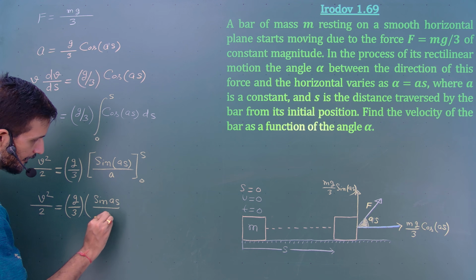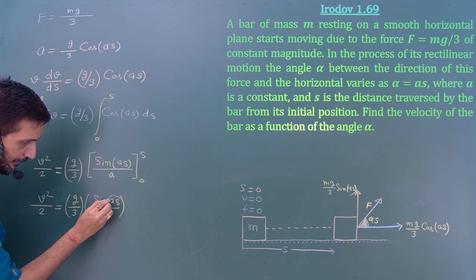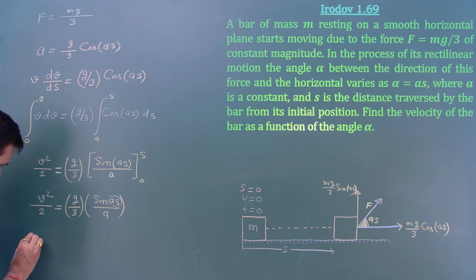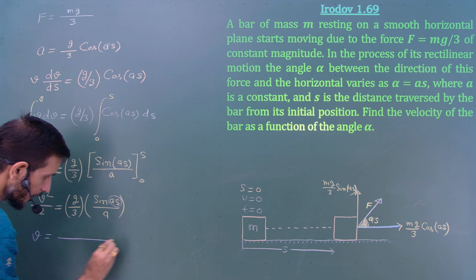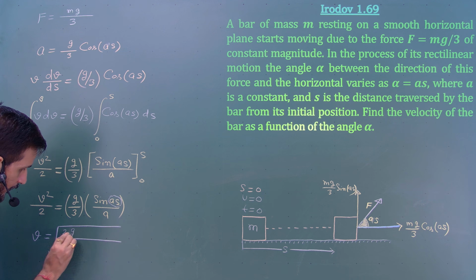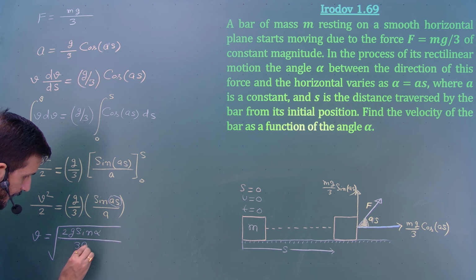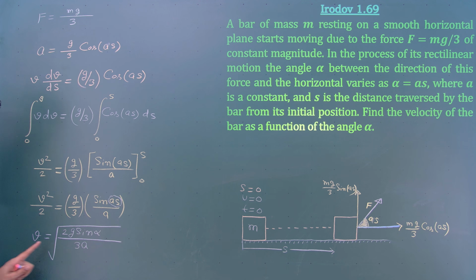Now in the question we have to write this velocity as a function of alpha. So at this position this is alpha, so v should be equal to the root of 2g sin alpha in the upper part and 3a in the lower part. So this is the equation of velocity v as a function of alpha. So this is the answer. v should be equal to under root 2g sin alpha by 3a.